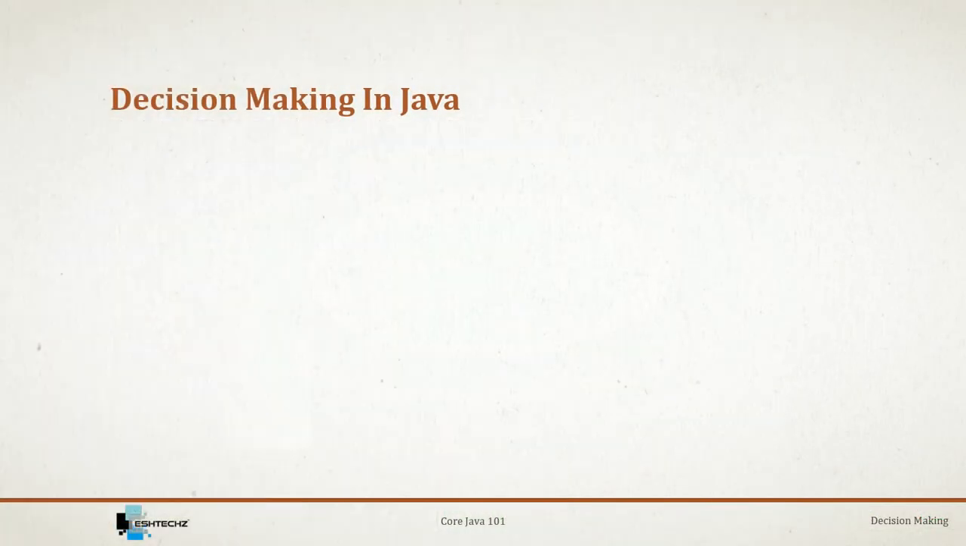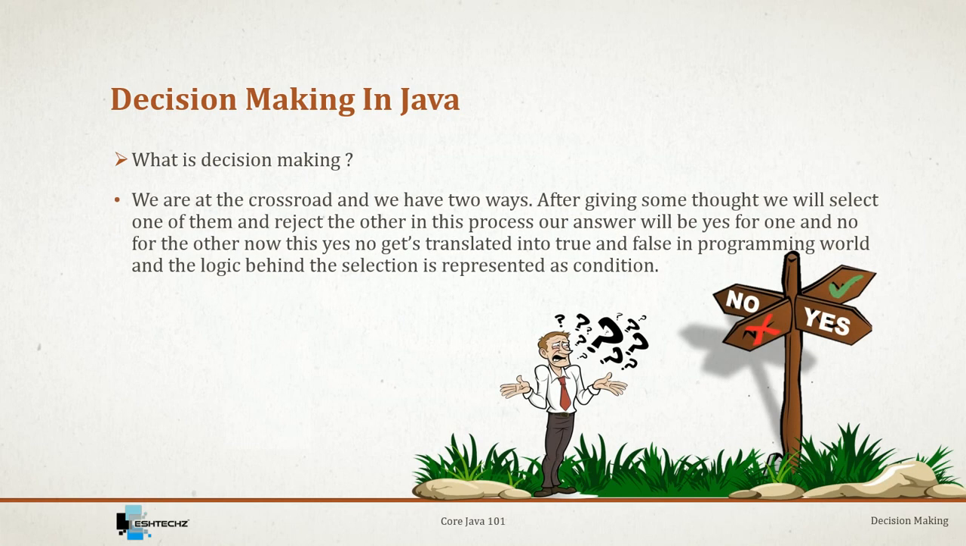Now let's start with what is decision making. To understand this, we are going to take an example. Assume we are at a crossroad and we have two ways. After giving some thought, we will select one of them and reject the other. In this process, our answer will be yes for one and no for the other. This yes and no gets translated into true and false in the programming world. And the logic behind the selection is represented as condition.